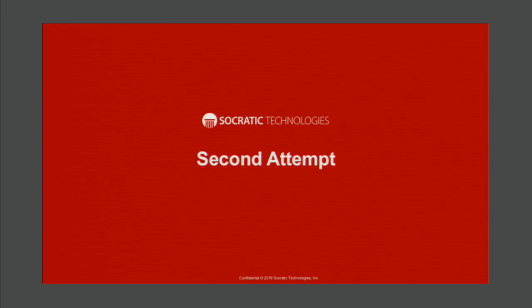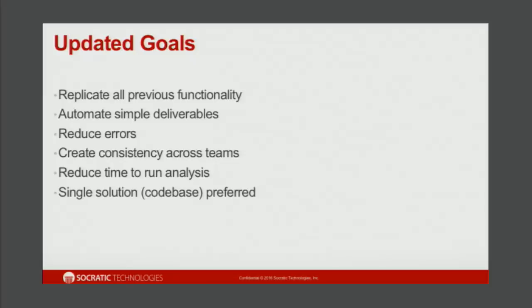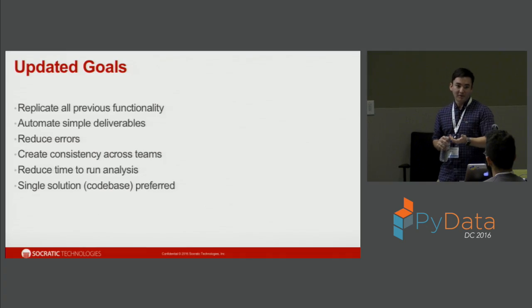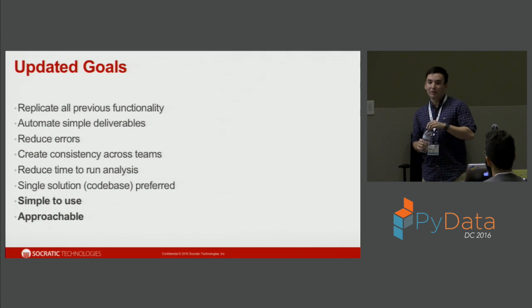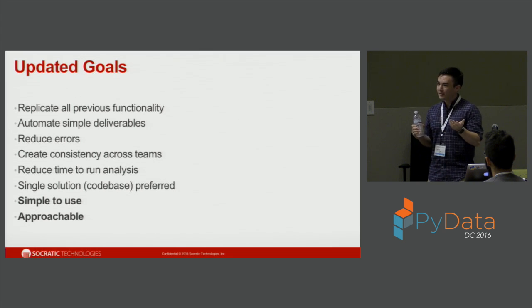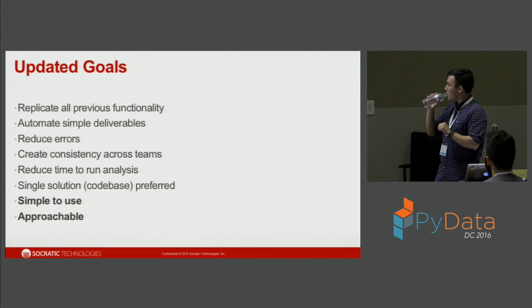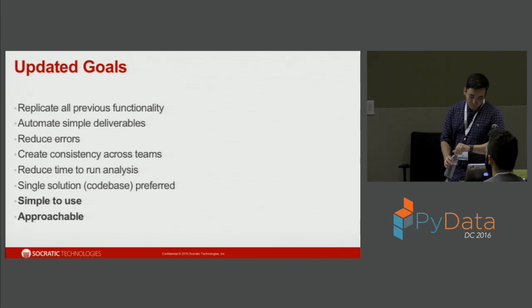So, second attempt. Just to resume, our goals were always the same initially. The initial ones still apply. We still want it to be automated, reducing errors. But really what we were trying to do in the second round was make it simple to use for the users, and a lot more approachable. We wanted this to be a friendly, easy solution that would be a no-brainer to choose over SPSS. Especially the last two, bolded here, were the driving considerations we had in the second round.